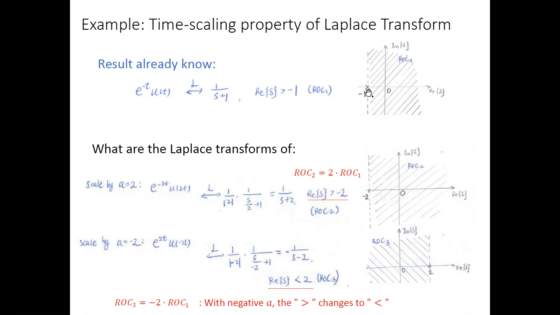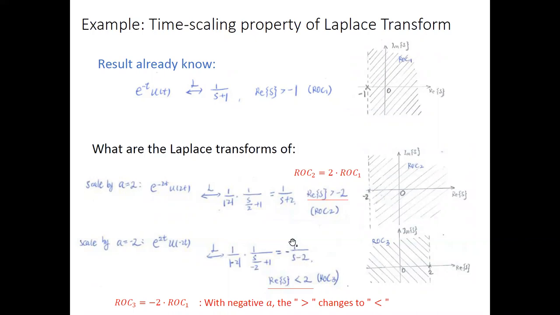Because in ROC1 the boundary point is minus 1, when it is multiplied by minus 2, the result is 2. So the new boundary point should be 2. But also, when ROC1 is multiplied by a negative number, the inequality sign needs to be flipped. Originally, it is larger than, which means the region of convergence is to the right of the pole. But after multiplying by the negative number a equals negative 2, the larger than needs to be changed to less than. In other words, the region of convergence changes from the right side to the left side. So this is one thing that we need to pay attention to. ROC equals A times R. When A is a negative number, the direction of the region of convergence also needs to be changed.